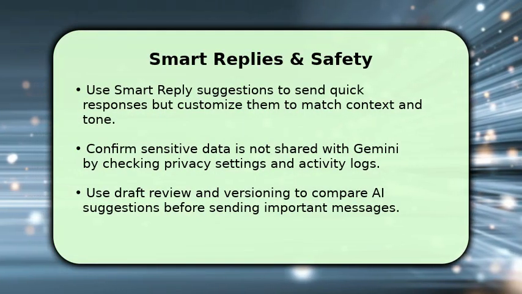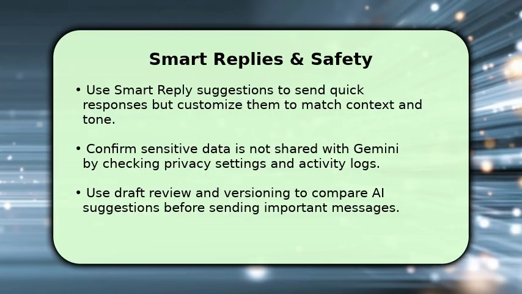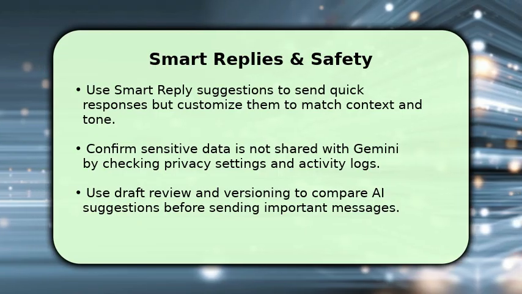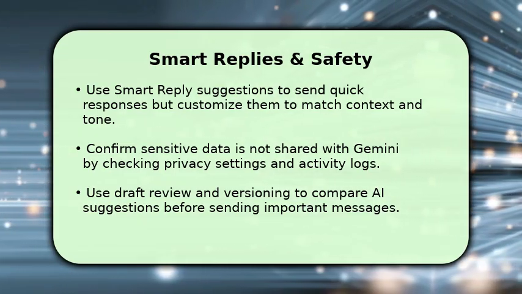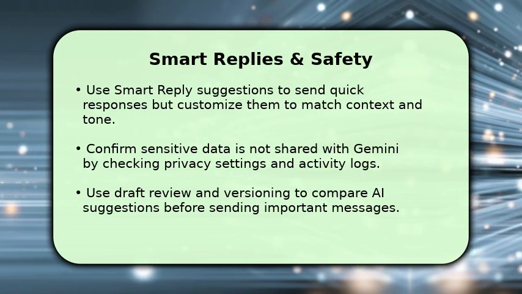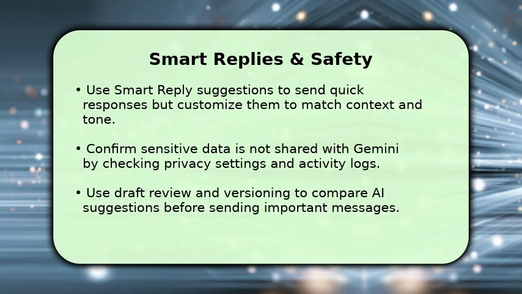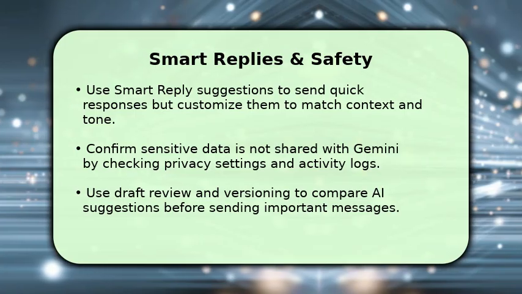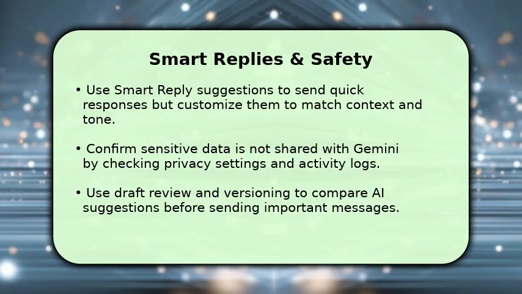Gemini's smart reply and suggestion features can save minutes on routine messages, but always personalize responses for clarity and safety. Adjust privacy and data controls to limit training data access and review activity logs if you have compliance needs. For important emails, use draft revisions and compare versions to ensure factual accuracy. Treat AI output as a starting point and apply your judgment to finalize tone, attachments, and recipient lists.